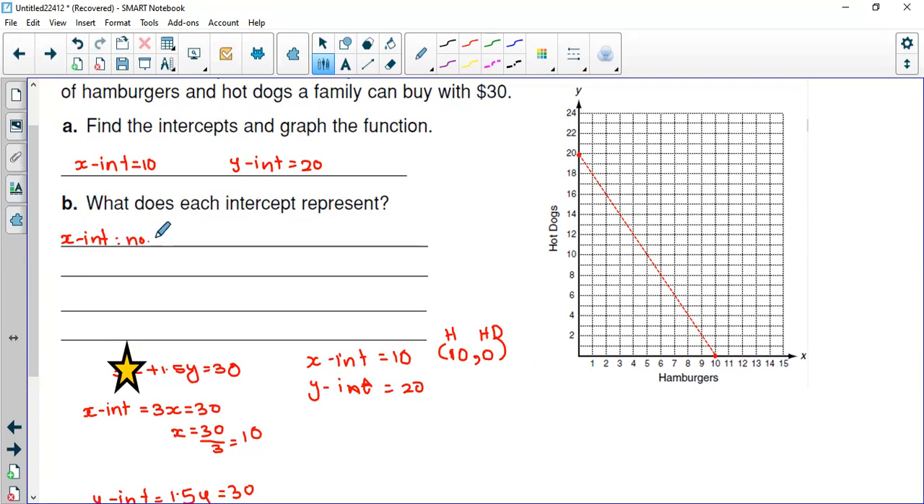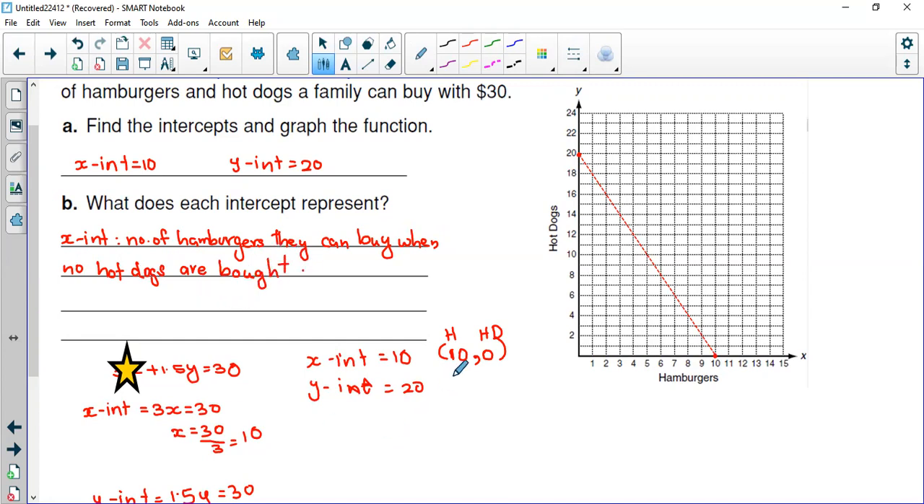So we are just going to write: the x-intercept shows the number of hamburgers they can buy, because you have to write it in a proper sentence, right? The number of hamburgers that they can buy when no hot dogs are bought. So that's what the x-intercept says, because the hot dogs are 0.